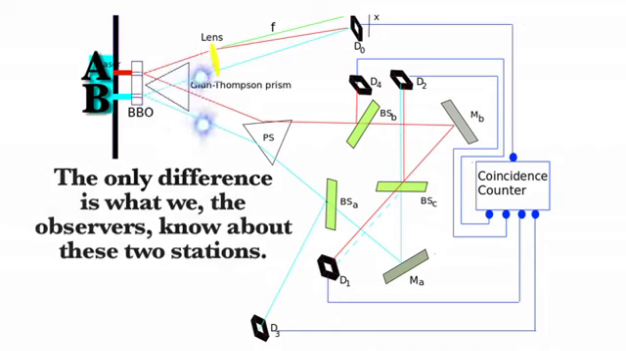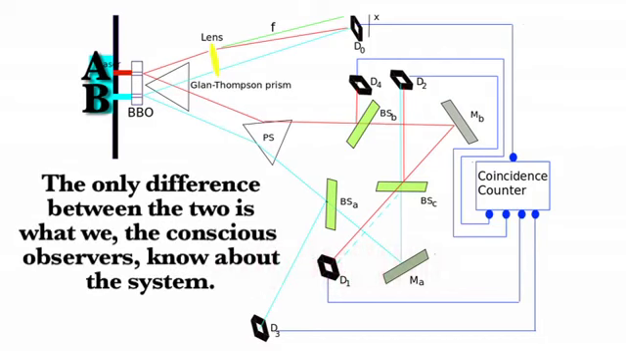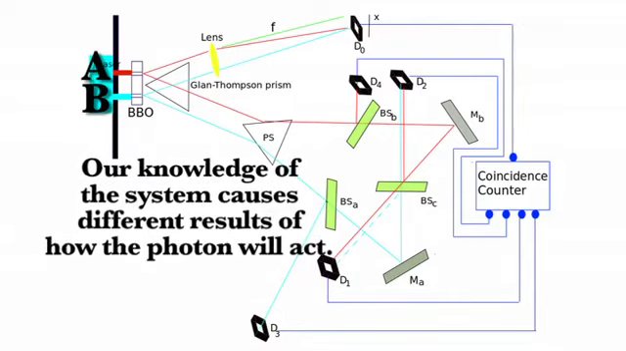Because of the experiment setup, we know that if a photon hits D3, it will always be a clump pattern, showing the photon only went through one slit. If it hits D1, we know it will always be an interference pattern, showing that the photon acted in a way as if it went through both slits. But the only difference between these two is what we, the conscious observer, know about the system. Our knowledge of the system causes different results in how the photon will act.